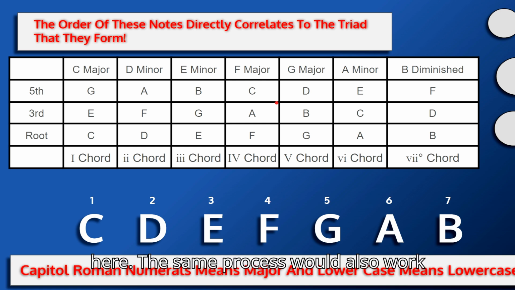Little note here, the same process would also work for a minor key. It would obviously be different chords. This would be C minor, and this would be D diminished instead of D minor.